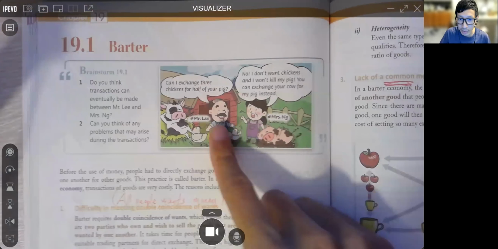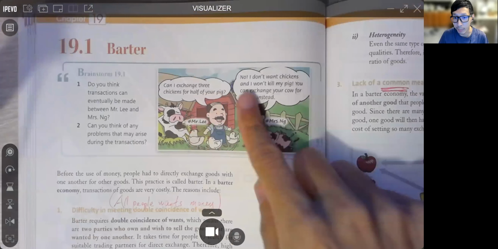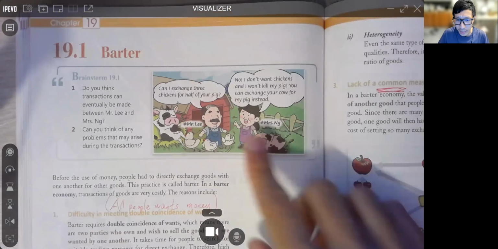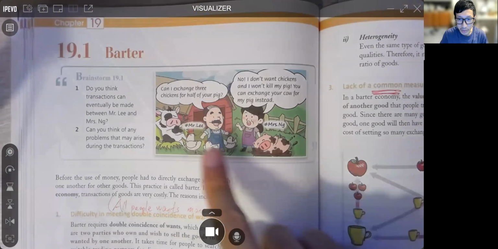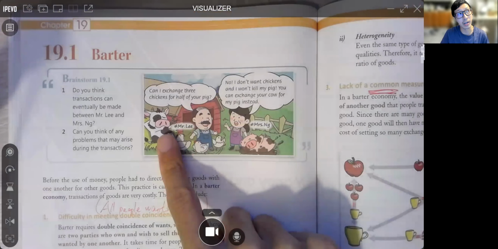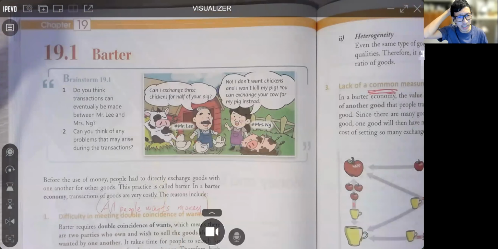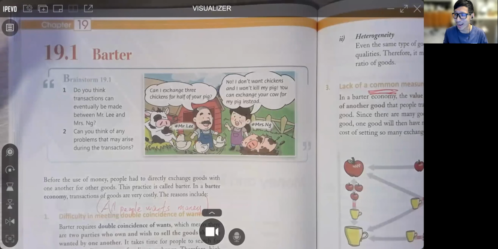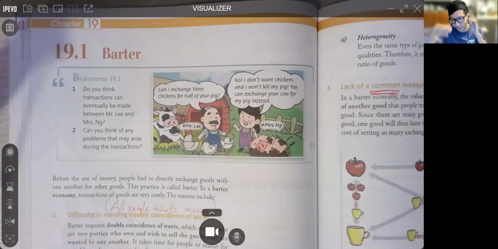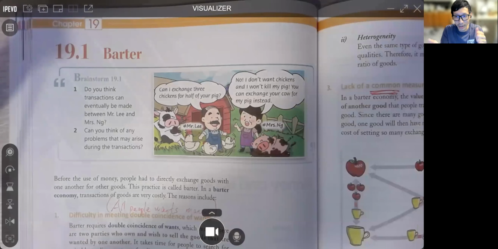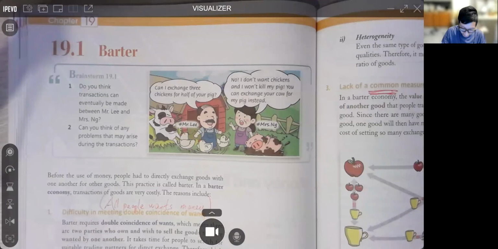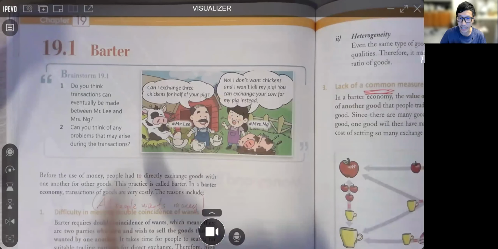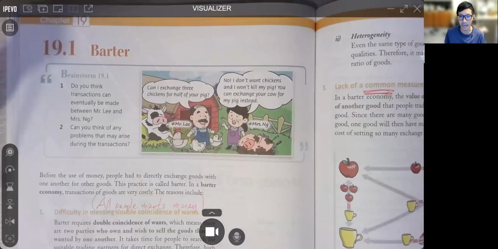Okay, 好啦，嗱你见到啦，呢幅图啦, in page 142. You see in this page, they say, let's say Mr. Lee and Mrs. M, they want to exchange some goods, right? You see, Mr. Lee is a farmer, 就係耕田嗰啲啦，突然間噏唔到英文啊, someone who breeds animals, right? He breeds chickens and cows, okay?